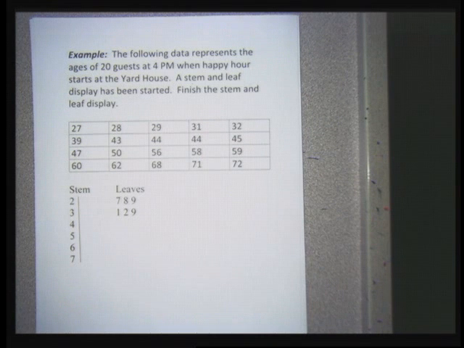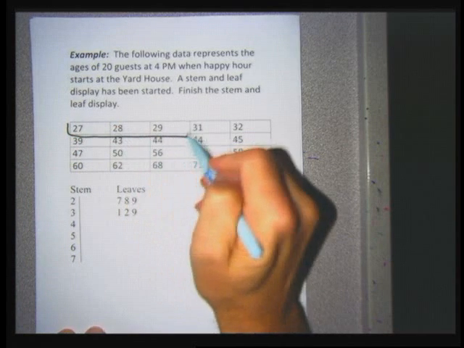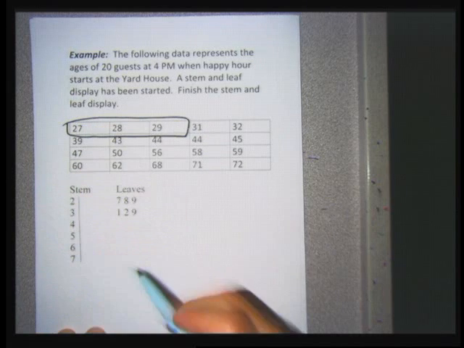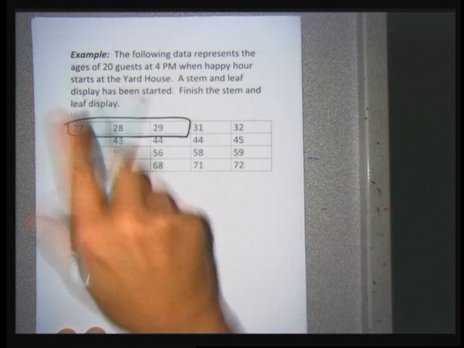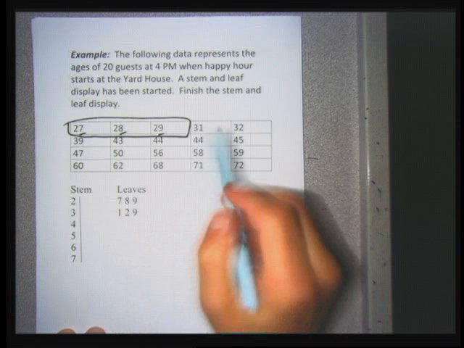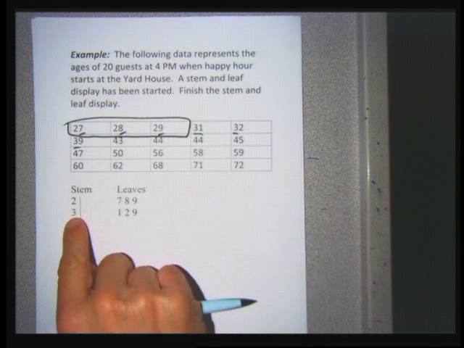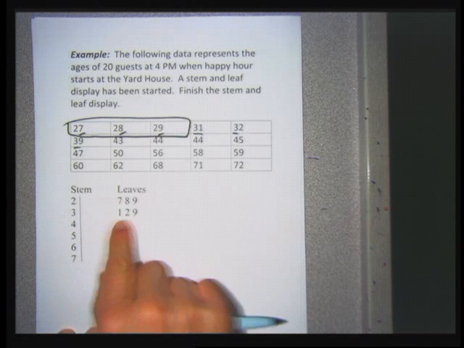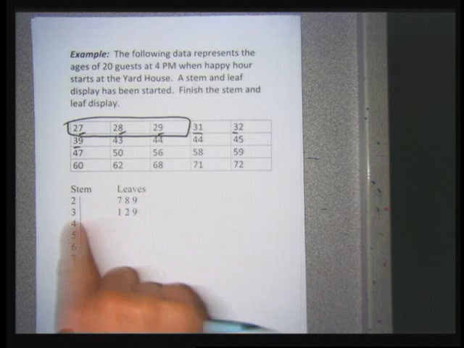Anyways, I took the numbers and broke them up into tens. I did the 20s, put a 2 for the 20, and then a stem for 7, 8, and 9. Then I took the 30s: 31, 32, 39. This represents 30, and then there's 31, 32, 39. So this says 27, 28, 29, 31, 32, 39.